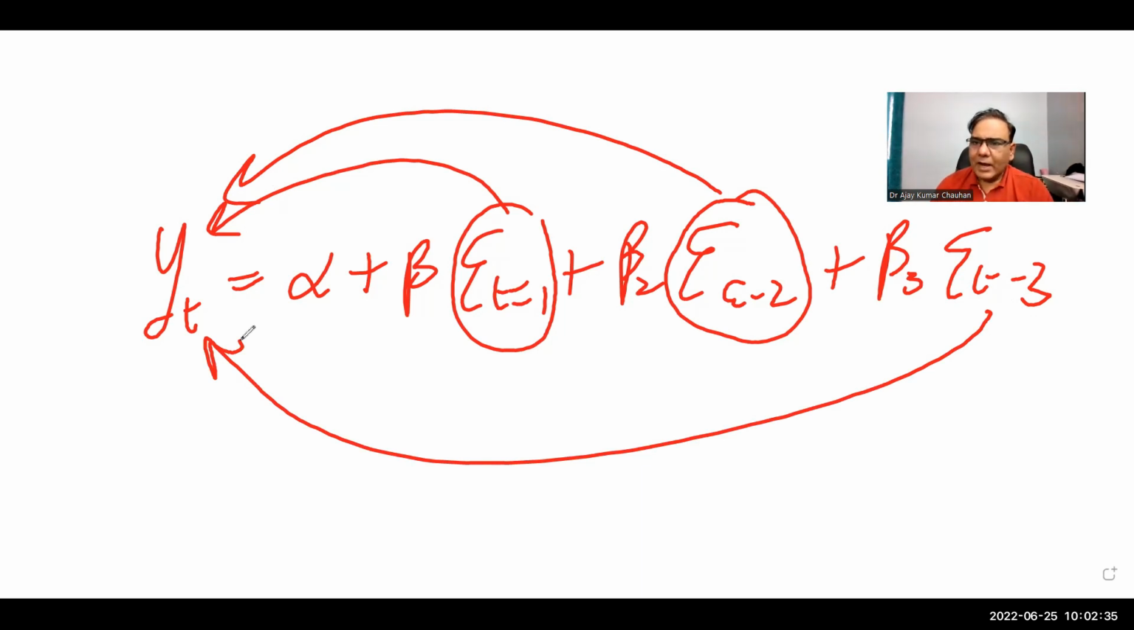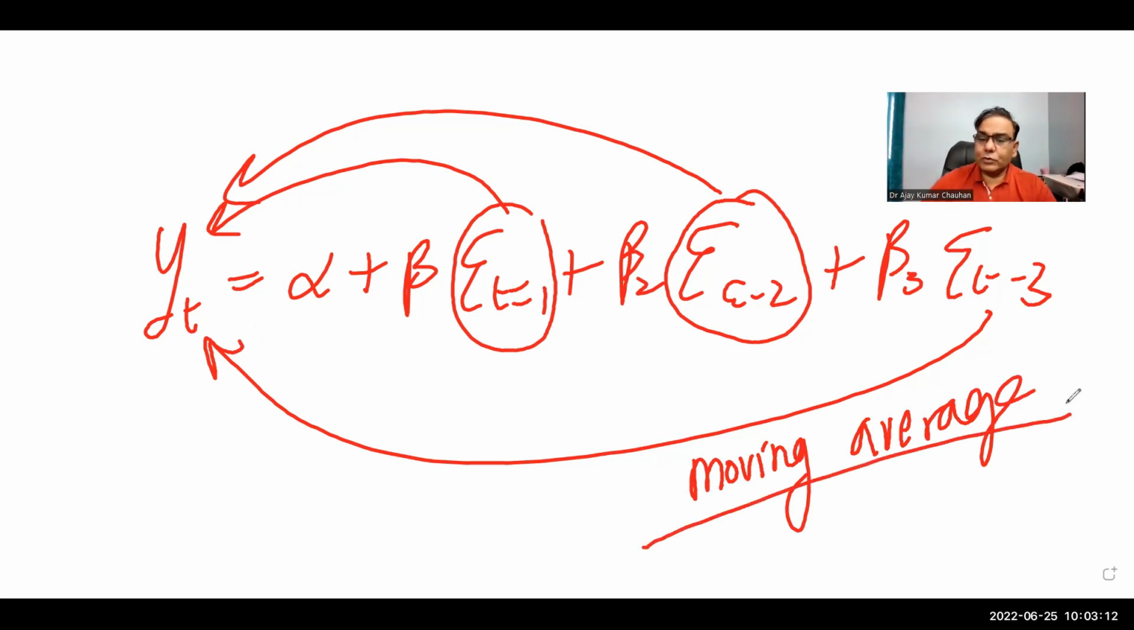And the second meaning of asymmetry is that some investors are proactive, some investors are passive investors. So they react very late. So because of the different results of information asymmetry, the error term will have an impact for many days. This concept is known as moving average.